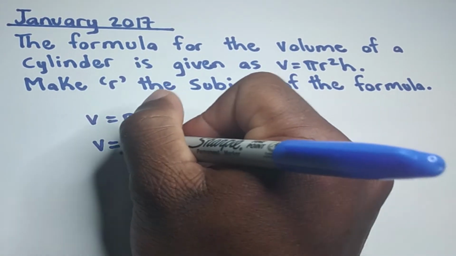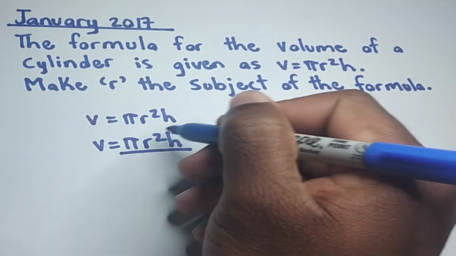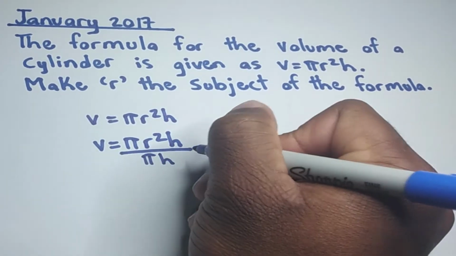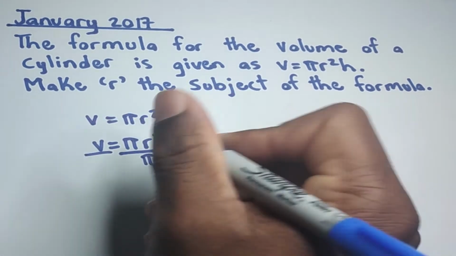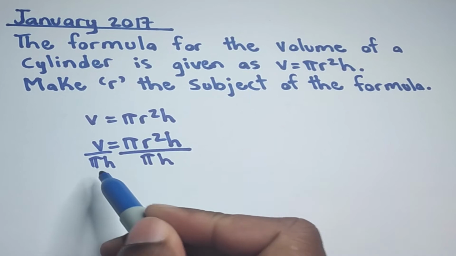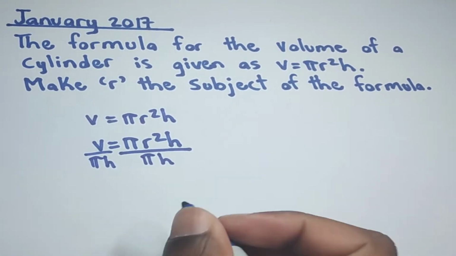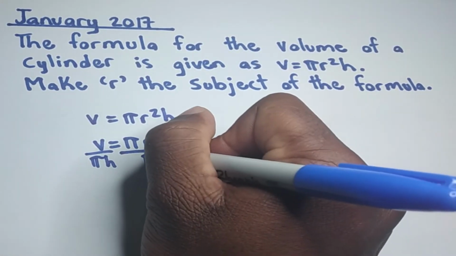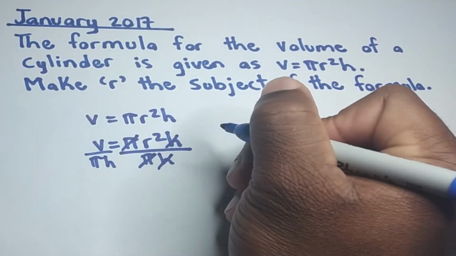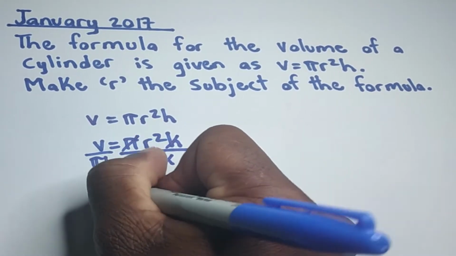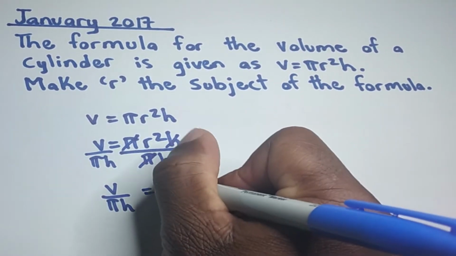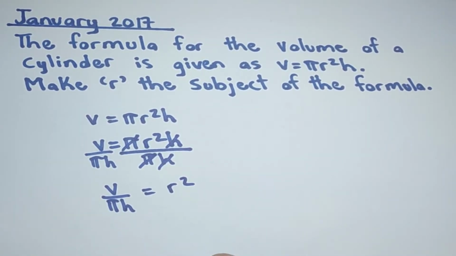So being that the pi is multiplying the r, likewise the h, we can divide this side by pi h. And whatever we do to one side, we are required to do the same thing to the other side. So we also have to divide over here by pi h to keep the equation balanced. So we can use this pi to cancel the pi up here, use the h right here to cancel the h right there, and we'll be left with V over pi h is equal to r squared. Alright, what can we do next?